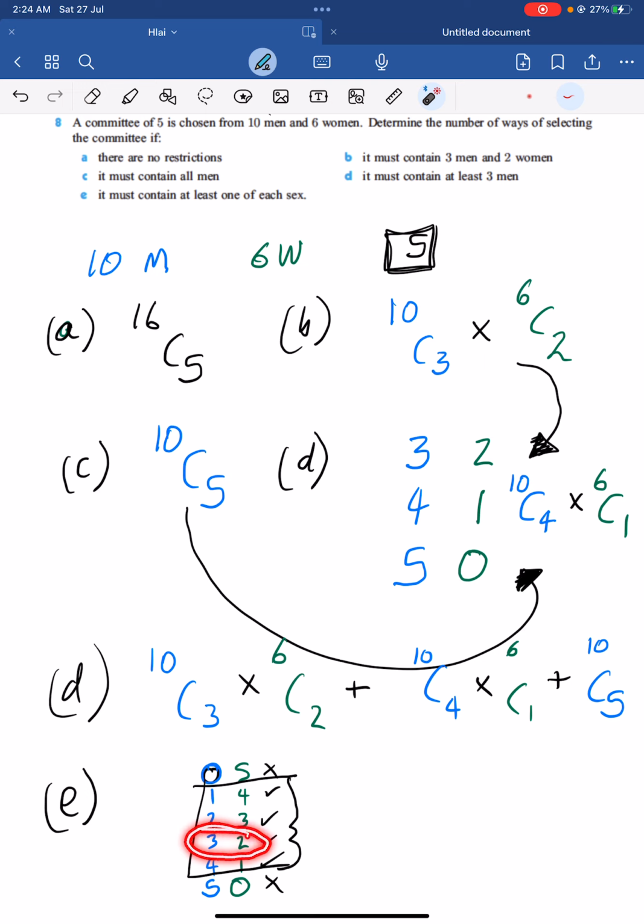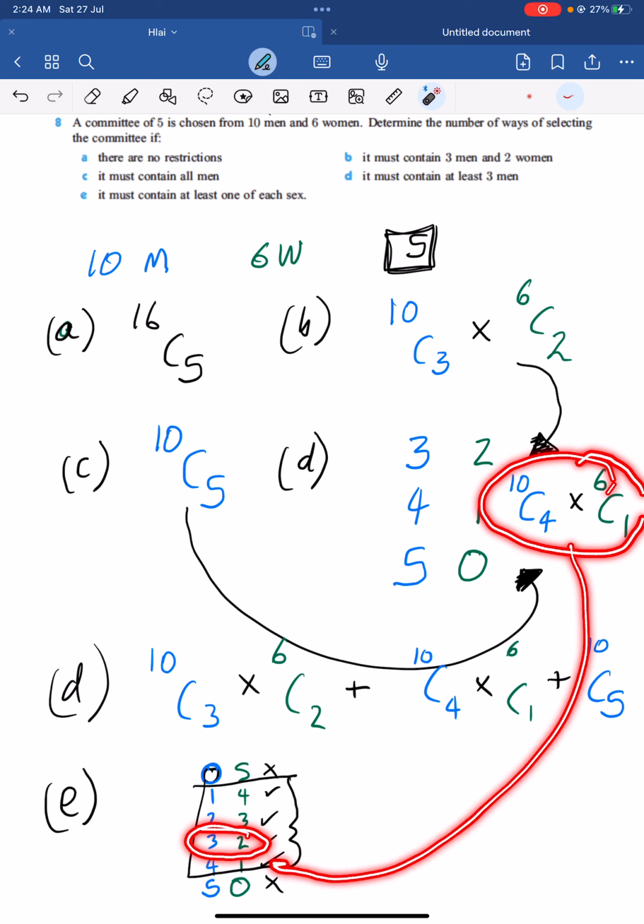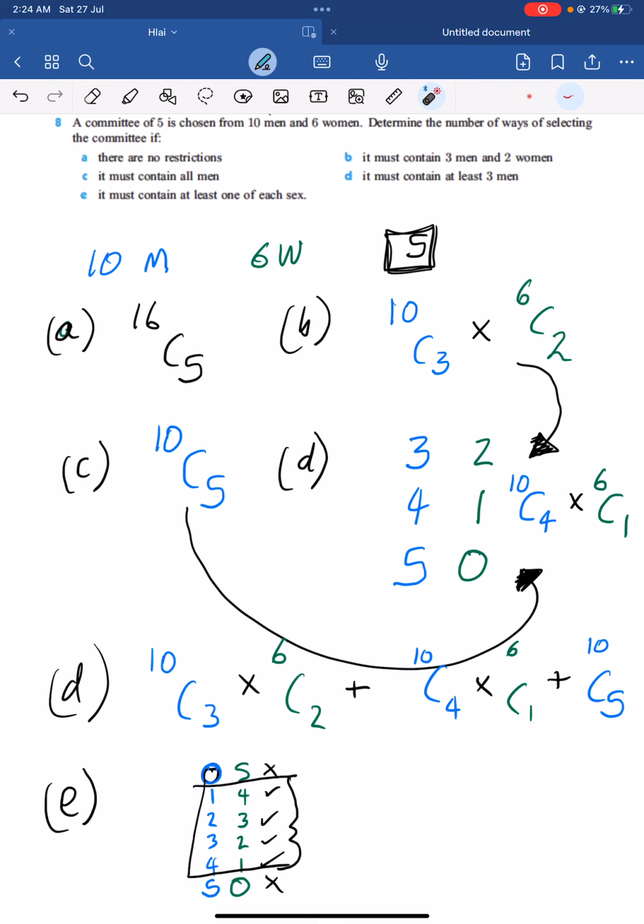And from here, we've got this one. So that would just leave us to work out these 2. Or an alternative way is actually to work out all committees, which is the 16C5 from part A, and we subtract this, and we subtract this. Okay, so I'm going to go for that method, which I just like. I like the subtraction method.